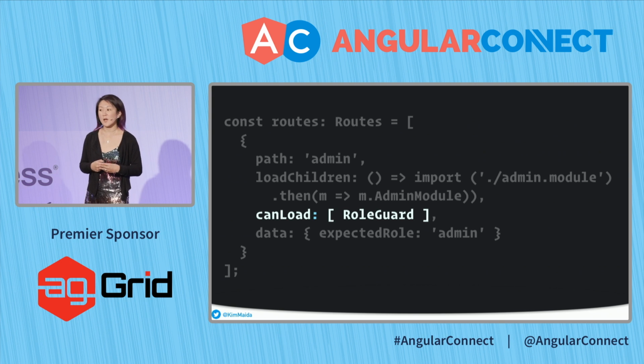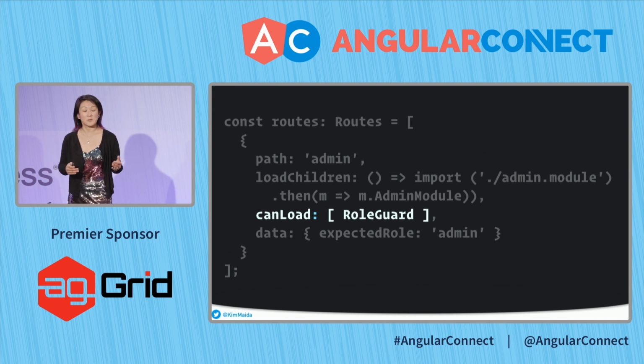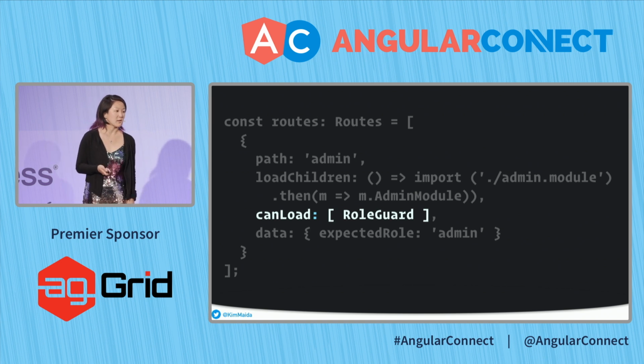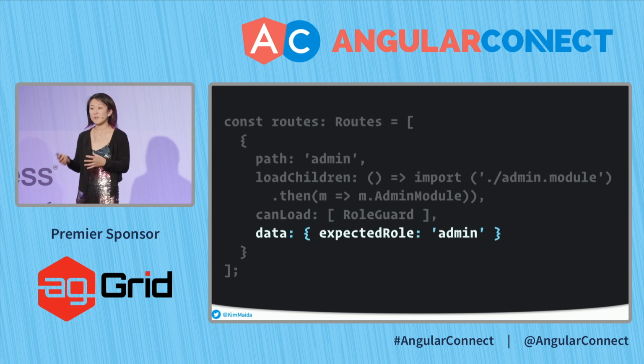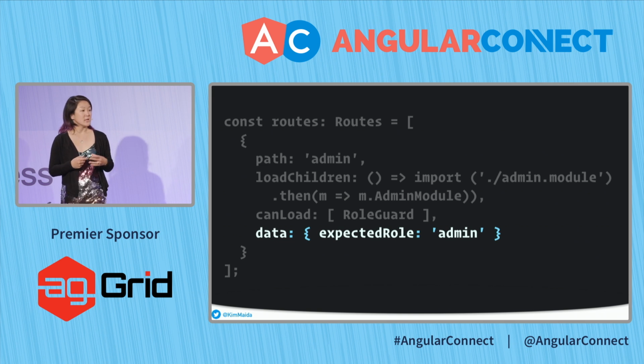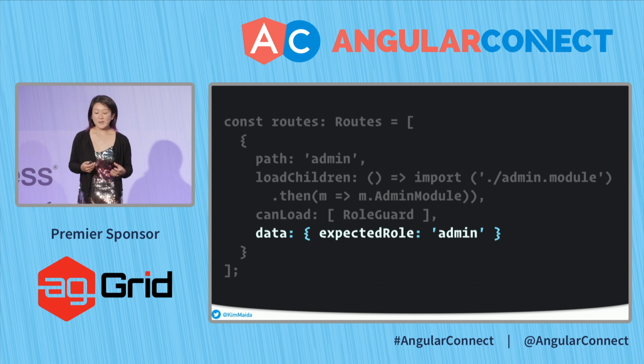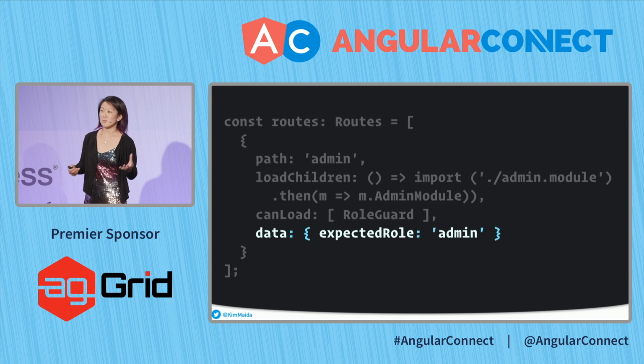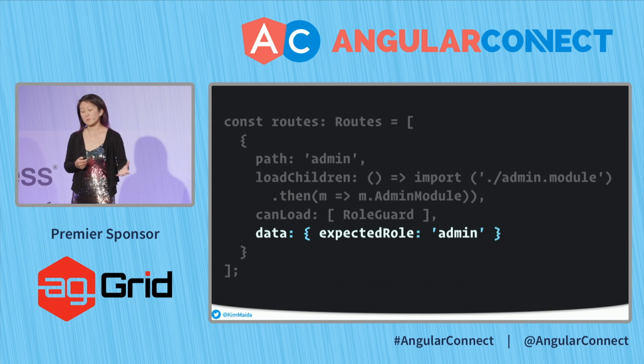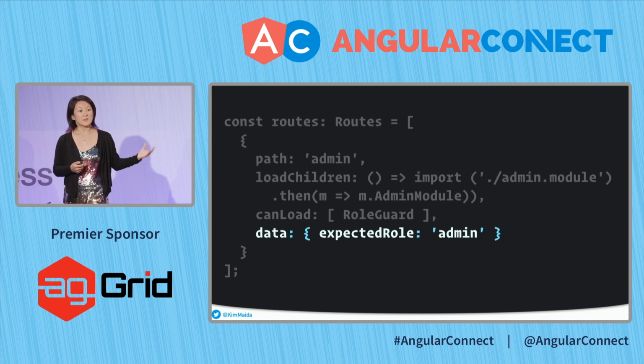Now, this guard I could potentially use with various different roles. So maybe I have an admin section, I have an editor section, I have a user section, etc. And how it's going to figure that out is by using route data. So I can pass in an object to this data property. I can say the expected role for this particular section is that the user should be an admin.